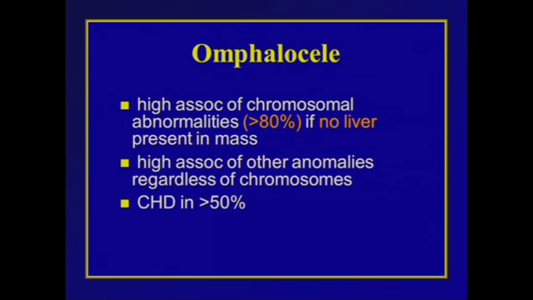Omphaloceles have a high association of chromosomal abnormalities if there is no liver present in the mass, like this case I just showed. If there's liver out in the omphalocele, the risk of chromosomal abnormalities or association is much lower. Regardless of whether there's a chromosomal abnormality or not, when there's an omphalocele present, there is a high association of other anomalies in the fetus. You want to be very careful that you're getting a good look at these kids. In particular, congenital heart disease will be present in over 50%.